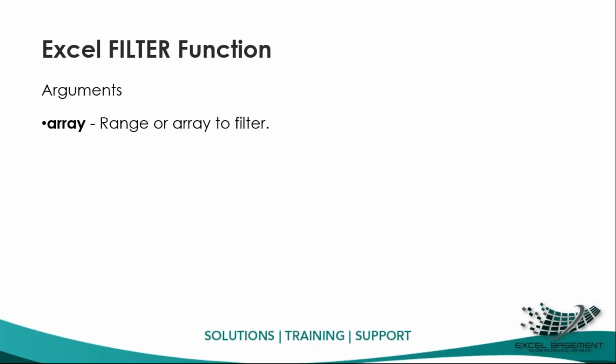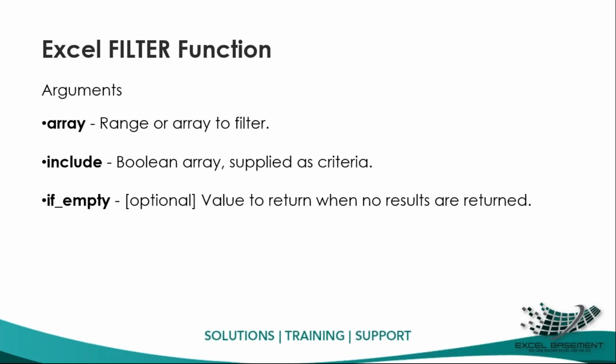The first argument within the FILTER function is the array. Array means the range or array you are going to filter. Next is include. Include is the Boolean array, and that is supplied as criteria. There are different kinds of situations where we have to apply different criteria in this specific function argument. Then we have the optional function argument called if_empty, which means the value to return when no results are returned. So if there are no results to be returned, what can we write instead in that situation? We fill in this function argument.